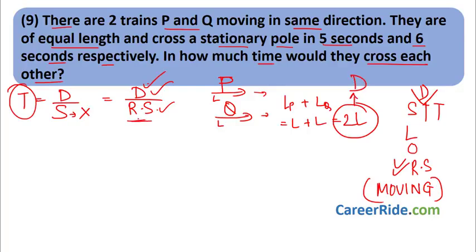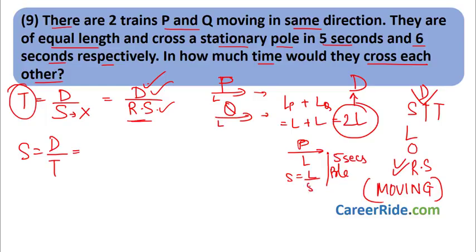Now let us find out relative speed. Now what is the speed for train P? How to find out? Speed is nothing but distance upon time, right? Do we know the distance? How to calculate speed? Now what they have given is that the trains are of equal length and cross a stationary pole in 5 seconds. So this is a train P and there is a pole over here, right? Now this train P of length L crosses this pole in just 5 seconds. Okay, so how much is the speed of the train P? Very simple, distance traveled is nothing but length of the train and time taken is 5 seconds.